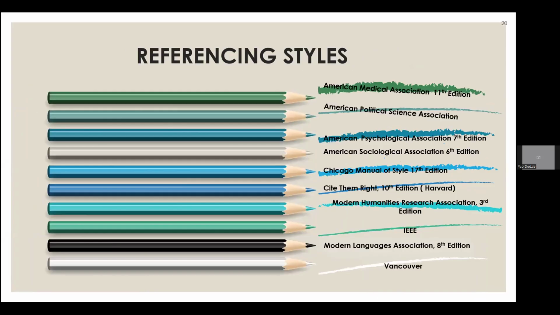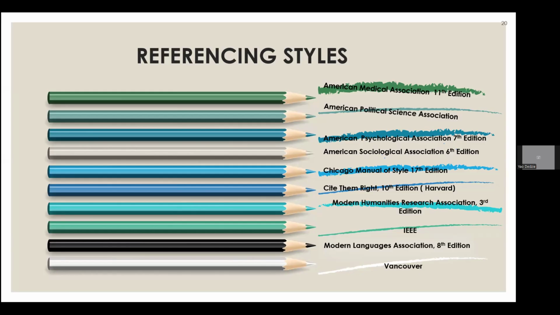And then what are the referencing styles? We have so many referencing styles, but these are the 10 I could list. We have the American Medical Association, the 11th edition, the Chicago Manual of Style, the 17th edition, the Modern Humanities Research Association, 3rd edition, and then we have the IEEE, and the Vancouver referencing styles. With referencing styles, every institution, every journal, and every conference has its own way of referencing. That's its referencing style.